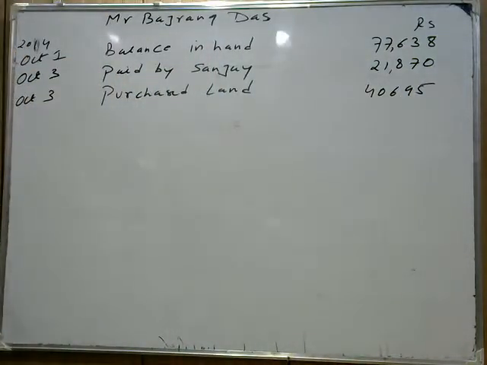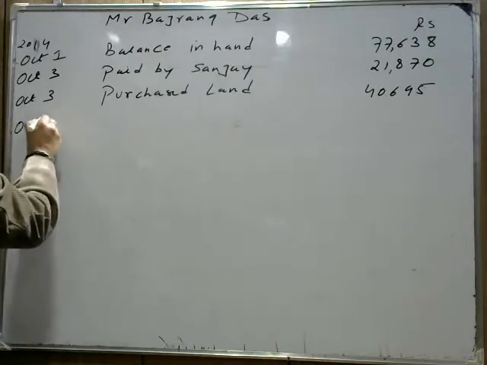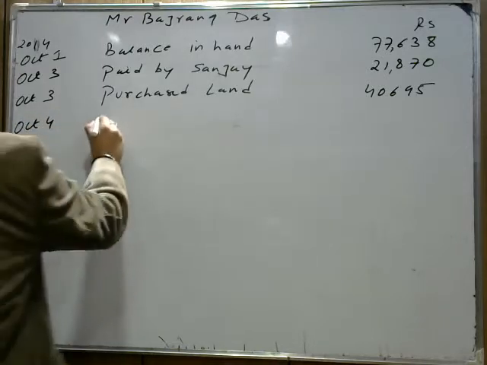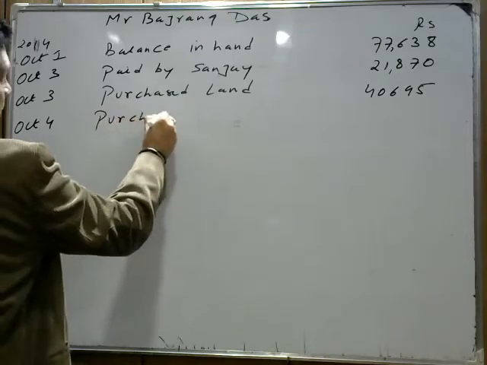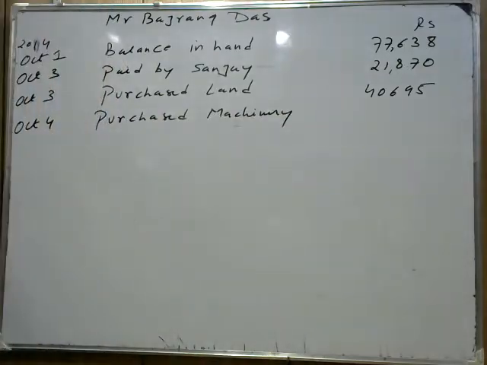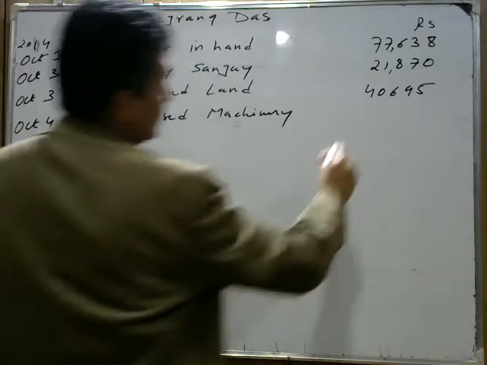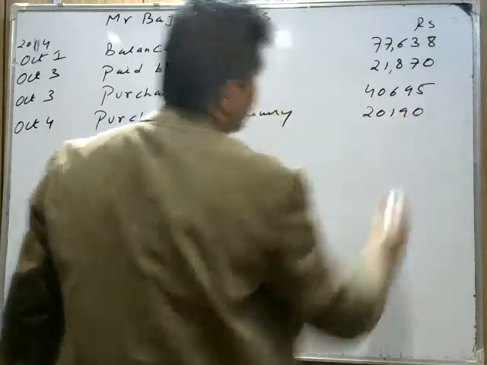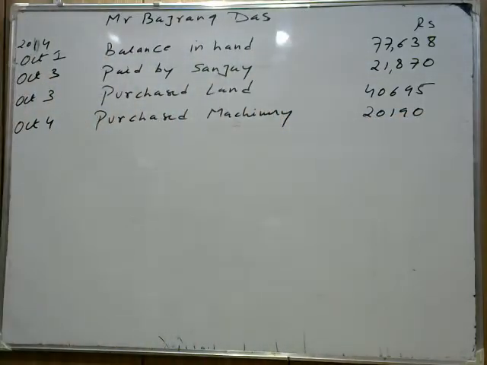Okay, next part is on October 4th, you purchase machinery. The cost of machinery is 20,190. Now deliberately I took different terms. I'm not taking them in terms of zero or nearest 1000, nearest 100. Now you need to practice more of these types of questions so that your calculation gets strong. October 4th, purchase machinery.